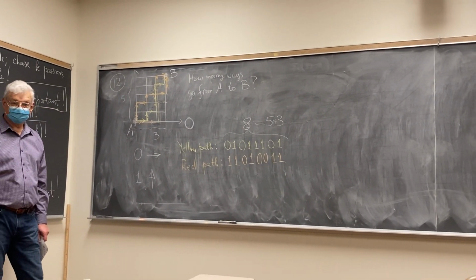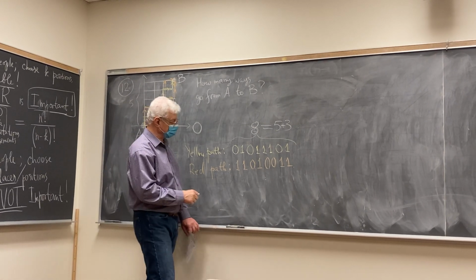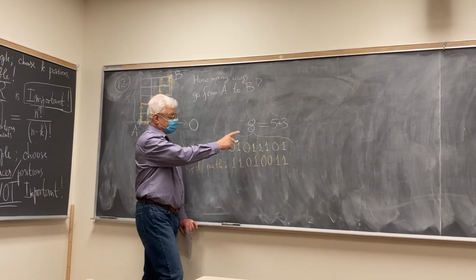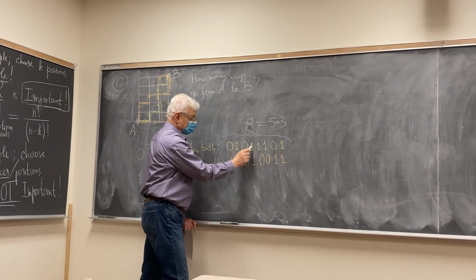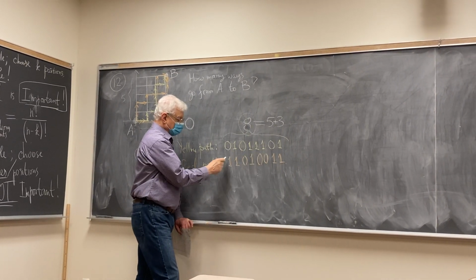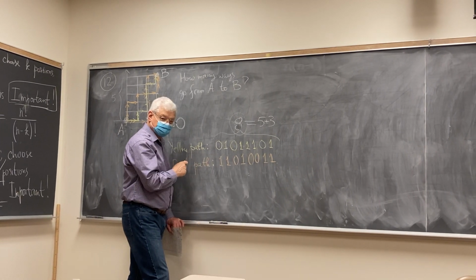Got it? So for each path you have a code. Now let's look at this code. The code has length 8, so we have 8 positions. And some of them are zeros and some of them are ones. How many zeros?